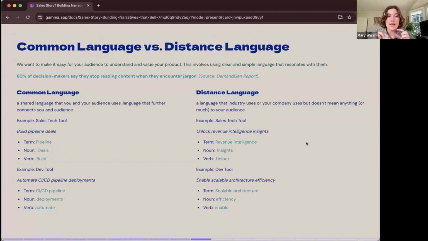So we're trying to take some of these phrases and just simplify them.